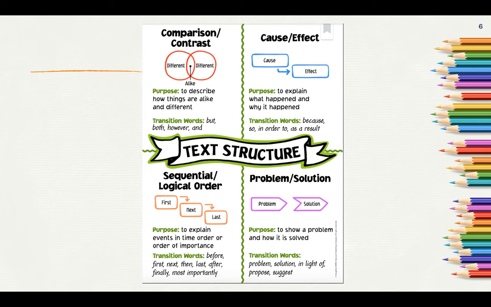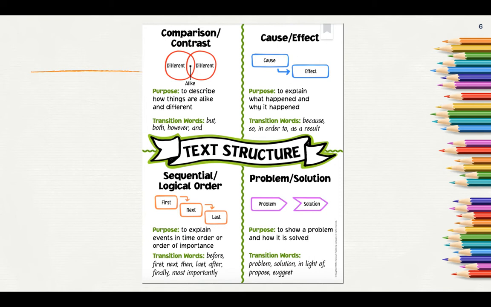At the top left of the anchor chart here, you can see one type of text structure called compare and contrast. The purpose of compare and contrast is to describe how things are alike and how they are different within a text. An author will use transition words such as but, both, however, or and.